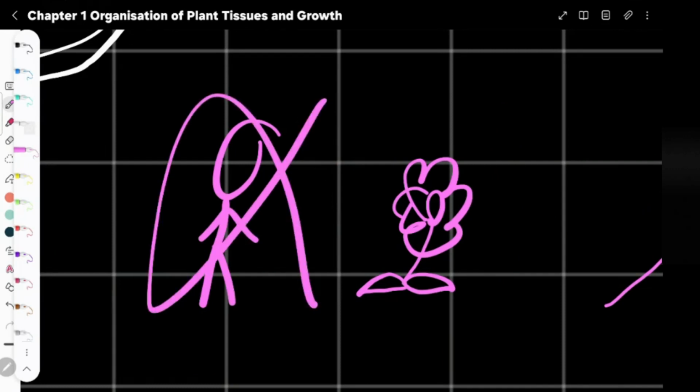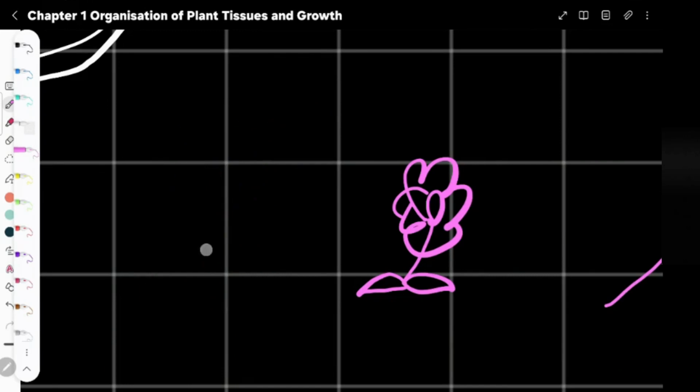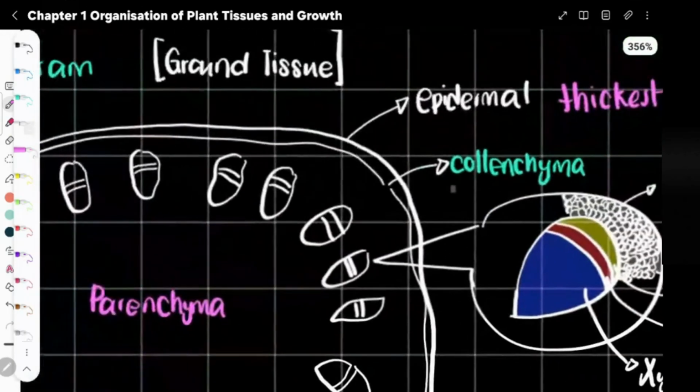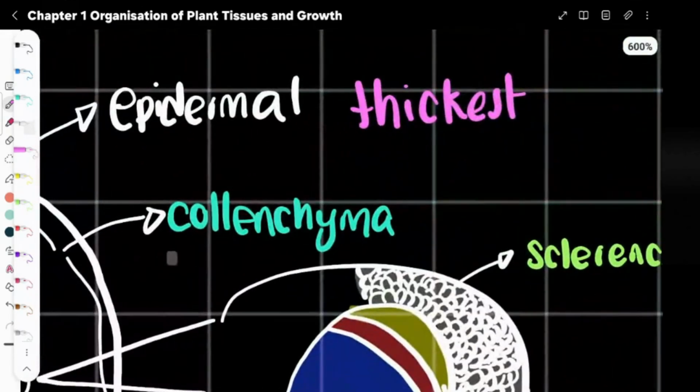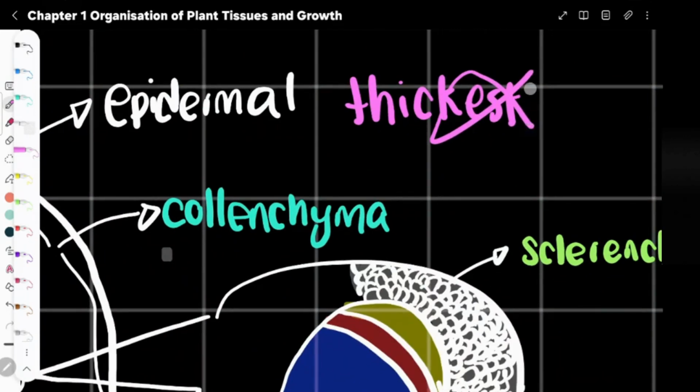You cannot. You will be stuck here forever. So you'll be small, like a certain friend of mine, right? So you'll be very small. So that's why collenchyma has thick walls. Yes, it has thick walls, but you cannot call it thickest. Don't call it thickest because there's one that's actually very thick.